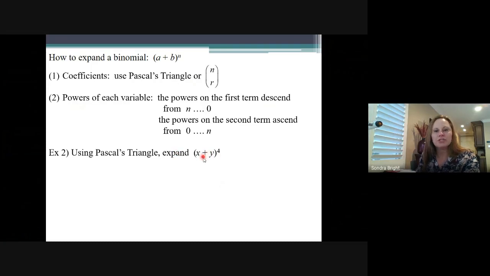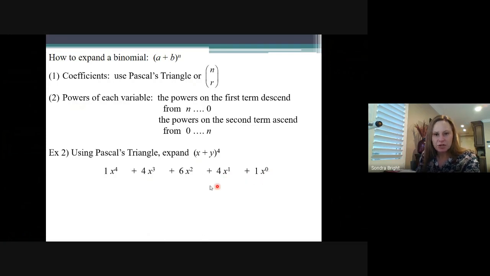Start with your coefficients. This would be the 4th row of Pascal's triangle, which means it would be a 1, and then a 4, and then a 6, and then a 4, and then a 1. Notice I left space here for my terms that I'm going to raise to exponents, and I put plus signs in between each of them. The powers on the first term descend. So we are going to start with x to the power of 4. The next term will be x to the power of 3, then x to the power of 2, then x to the power of 1, and the last term will be x to the power of 0.